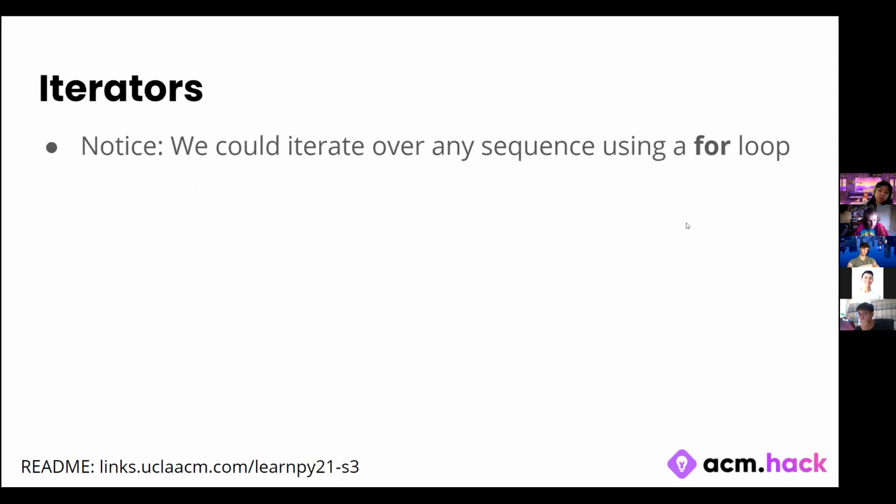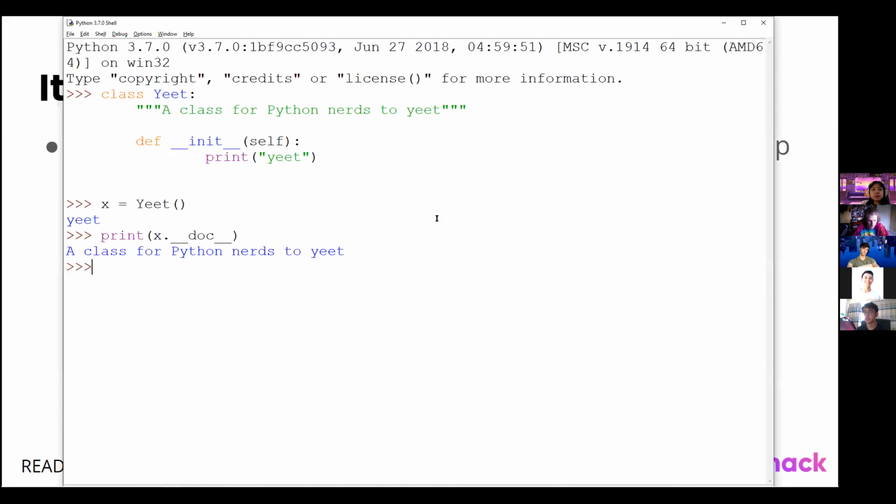So iterators. What are they? You may have noticed from our session 1 or session 2 that we can iterate over any sequence using a for loop. By that I mean, we can define a list as 1, 2, 3, and then we can do for x in our list, print x. And this just prints 1, 2, 3. So we can just really simply do for x in lst. But what's really going on here?